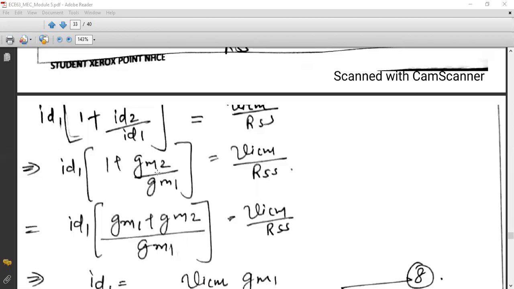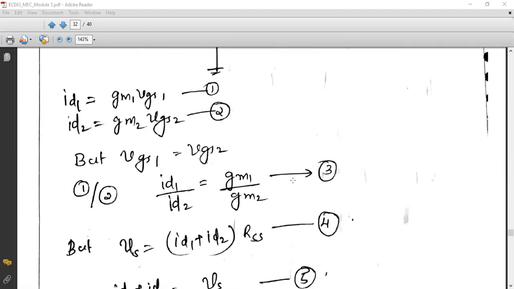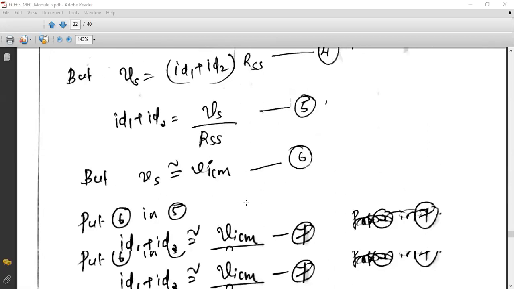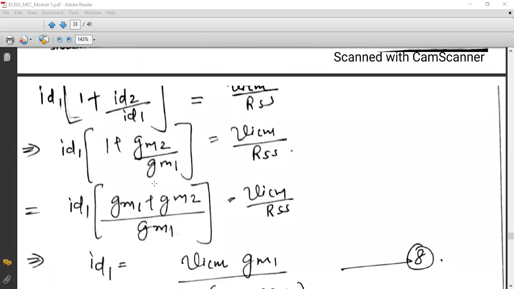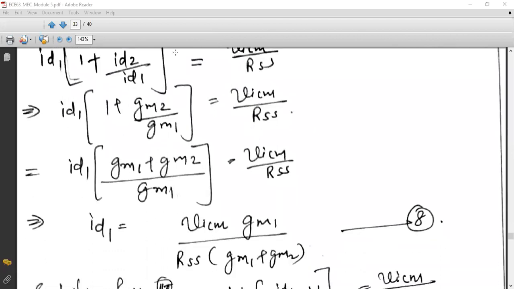So what is ID2 by ID1? From the previous analysis, as per equation number 3, we have ID2 by ID1 as GM2 by GM1. So substitute GM2 by GM1. Then you can take the LCM. Simplify it, make it a common denominator. Clear, students? Make it a common denominator, rearrange it and find the equation for ID1. So bring this to the right hand side, rearrange it, take the reciprocal and find the equation for ID1.